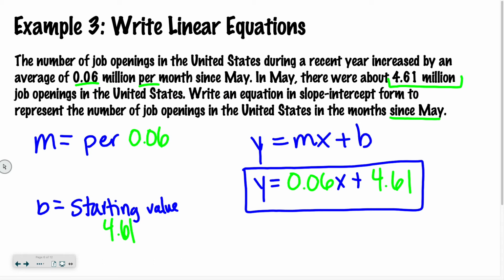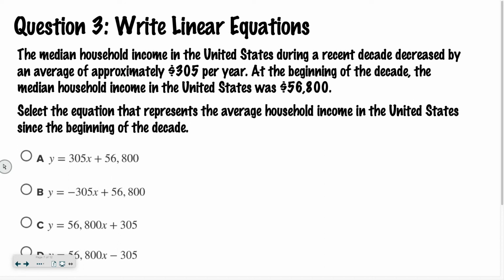So hopefully knowing that per means slope and the starting value is your b helps make it a little easier, so that way you can figure out which numbers would go where. All right, now I want you to try this one on your own. I'll read it to you, okay?